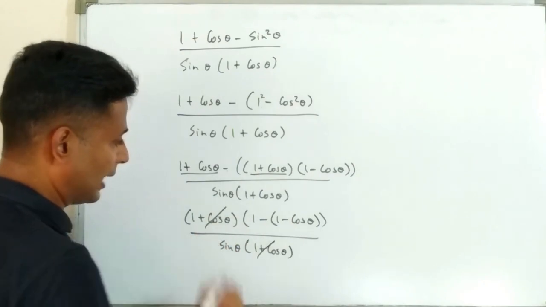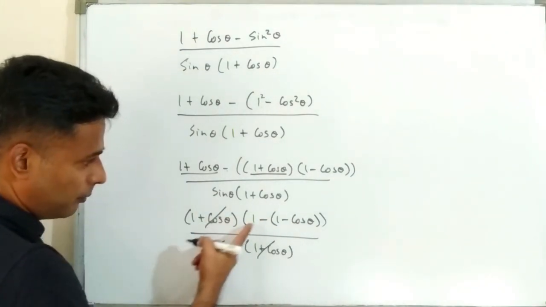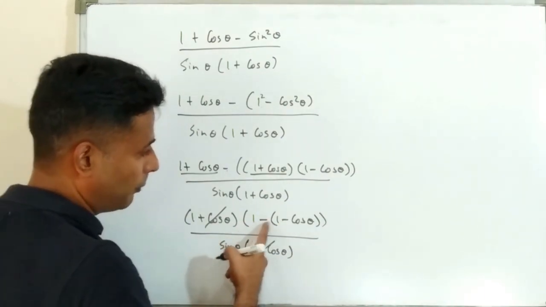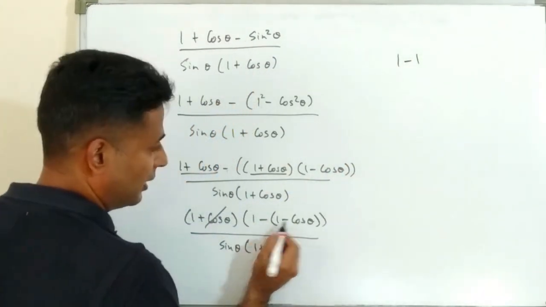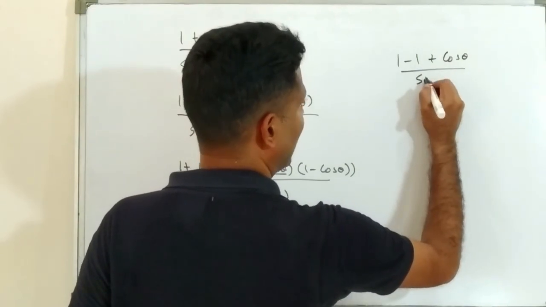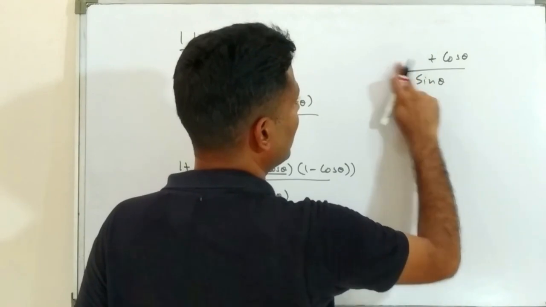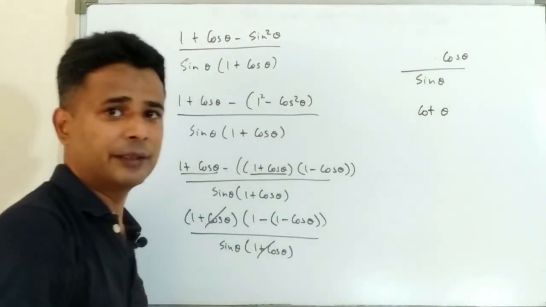Now this and this can be cancelled, right? Because it's whole multiplication, so now we can cancel it. What do we get? 1 minus of 1 minus cos theta by sin theta, which gives 1 minus 1 plus cos theta by sin theta. Only sin theta is remaining. 1 minus 1 is 0. So we get cos theta by sin theta, which is cot theta.